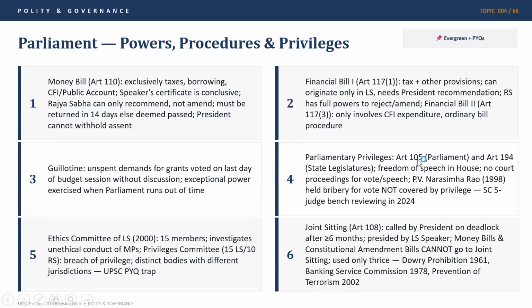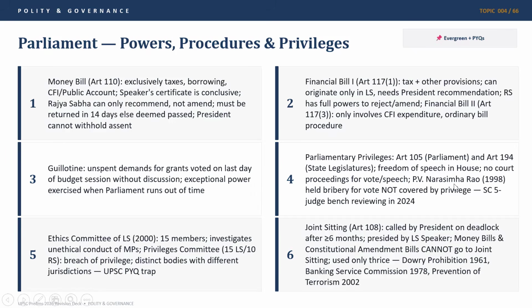Parliamentary privileges, very important: Article 105 for Parliament and Article 194 for state legislatures. It says that freedom of speech in the House and no court proceedings for voting or speech can happen. So in polity, you should not apply rules. You should always go with knowledge. Extreme statements like no court proceedings for vote and speech will actually be correct because it is constitutionally given. If you'd read this article, you would know.